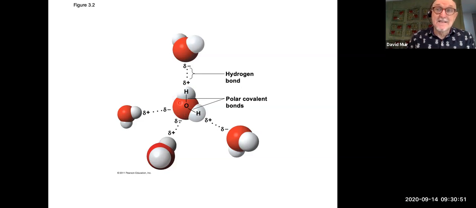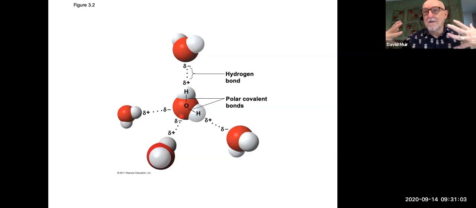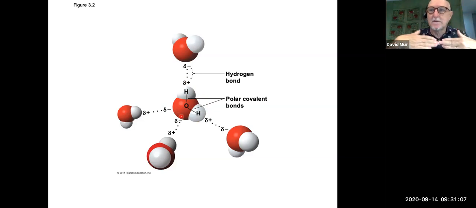And this is the polarity of the molecule. It is slightly positive here, and it's slightly negative there. And for that reason, different water molecules can begin to orient themselves.